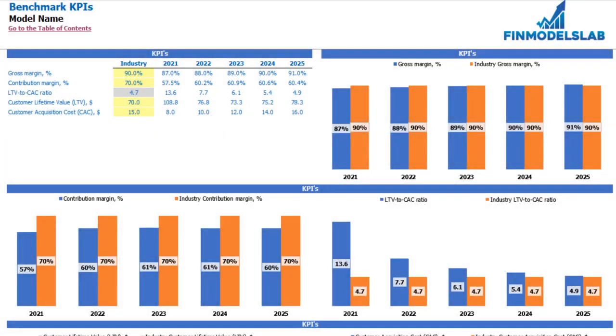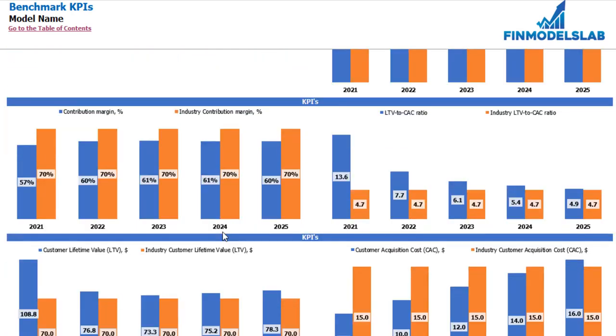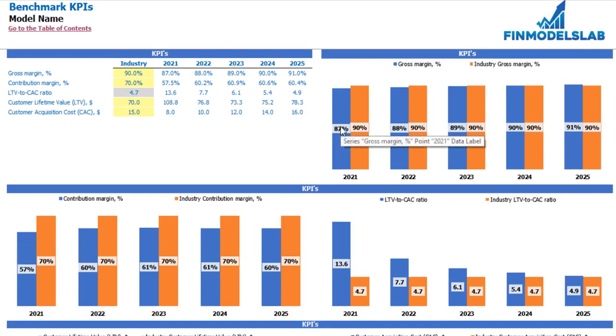On the benchmark KPIs tab, you may see the industry benchmark KPIs and compare them with numbers generated by the model. So you have gross margin percentage, contribution margin percentage, LTV to CAC ratio, customer lifetime value, and customer acquisition cost. On the yellow cells, you may set up your average industry benchmark, and in the white cells, you may see the numbers calculated by the model and by the drivers which you input inside. And here on the charts, you may see the industry specific KPI in orange, and the value calculated by the model in blue.